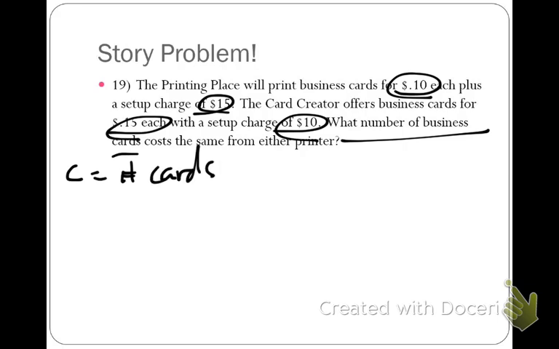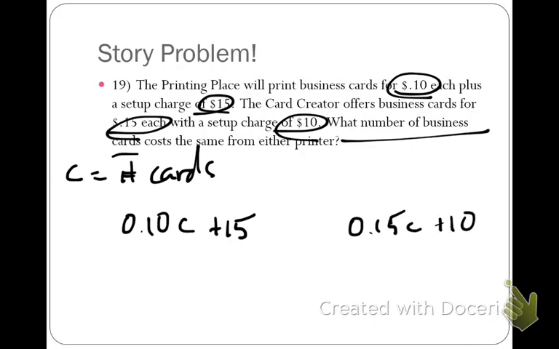Now, model each company's cost, right? 10 cents each. Each is your clue that you should be multiplying the 10 cents times something, and what we should be multiplying it by is the number of cards, which is what we don't know. So 10 cents C will tell you how much the cards are going to cost, but then the printing place is going to add in a $15 setup charge. Now, for the card creator, it's 15 cents each for the cards, but then a setup charge of $10.